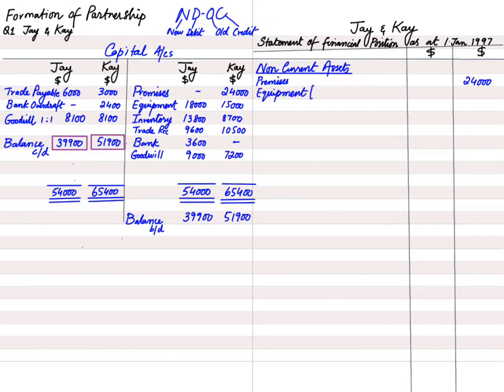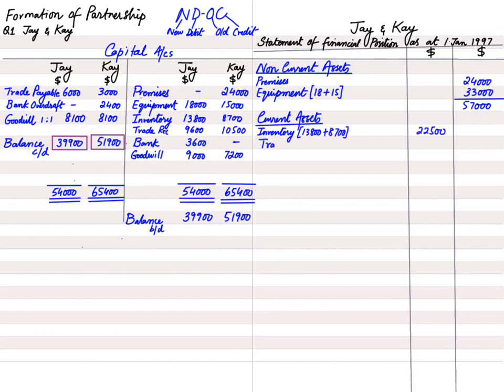Then we have equipment. One is 18 and another one is 15. We need to add both of them. Then we have non-current assets total. Then after non-current assets, we have current assets. In current assets, we have an inventory. Again, we need to add both of these inventories, 13,800 and 8,700.